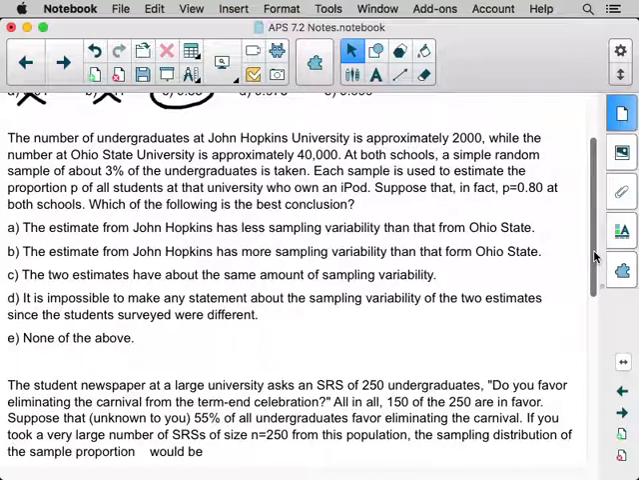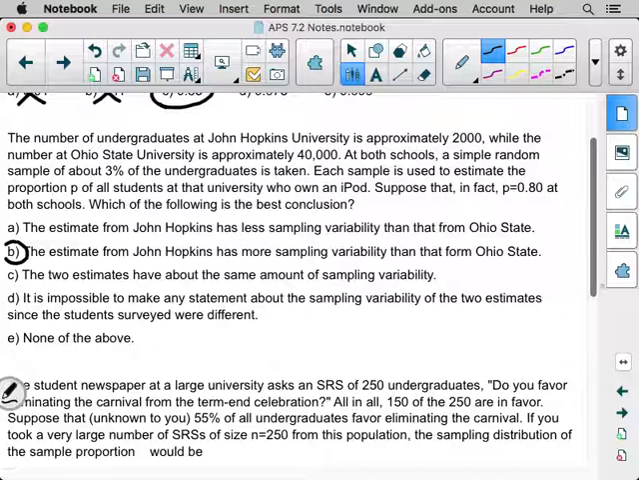Ohio. So Ohio had a bigger sample, right? What does that mean for its variability if its sample was bigger? It has smaller variability. Okay, so Ohio has a smaller variability than Johns Hopkins. So which answer mirrors what we just said? B. Johns Hopkins has more variability than Ohio State.